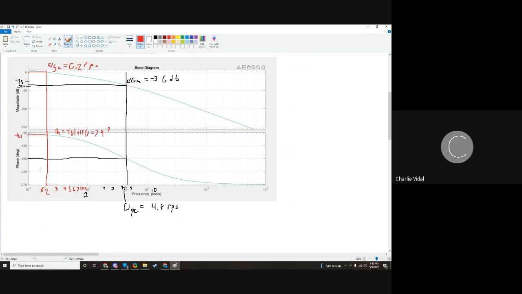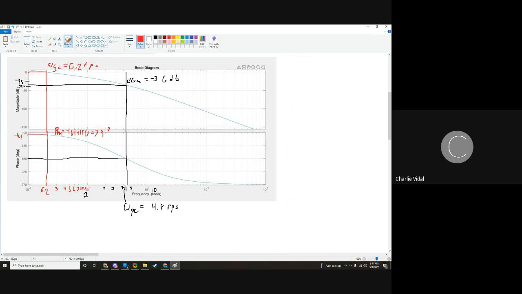Now, if it was below 180, this would be a negative number. So just remember to keep these values the same. If it's above 180, then it's a positive number. If it's below 180, it's a negative number. So this is our PM, by the way. Okay, and we've found the first part of the problem.